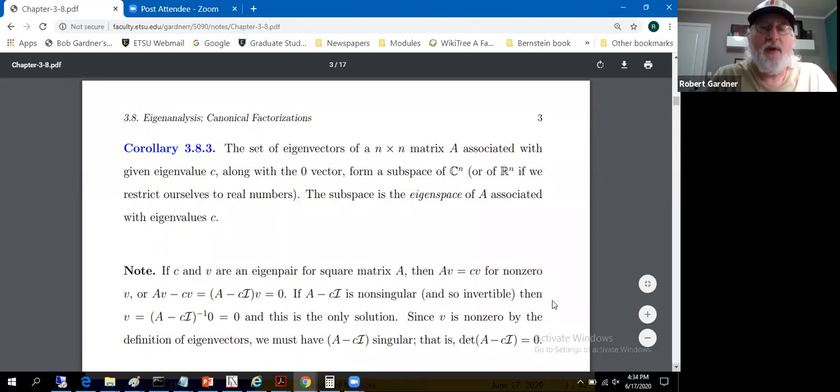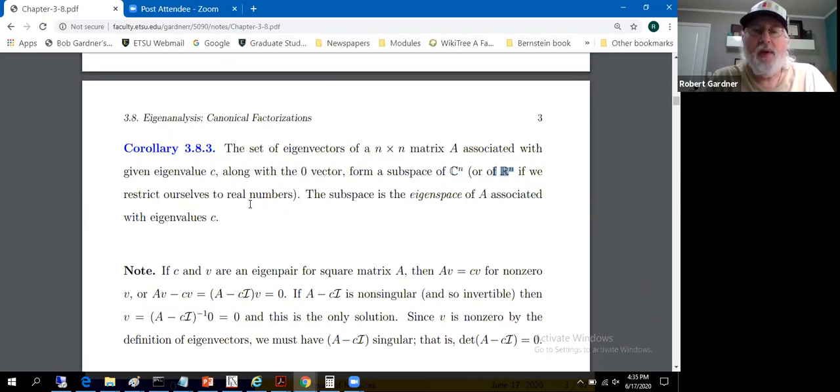Corollary to that result, a very useful corollary: the set of eigenvectors of a square matrix A associated with a given fixed eigenvalue C, along with a zero vector. So we're taking all the eigenvectors associated with C and we're throwing the zero vector in because it doesn't count as an eigenvector. These form a subspace of Cn. So we very much got the complex thing going on. We could say a subspace of Rn if we were fortunate enough that in this conversation of eigenvectors and eigenvalues, it happened to be restricted to real numbers. So we're getting that eigenvectors form a subspace. This subspace is called the eigenspace of A, associated with eigenvalue C.